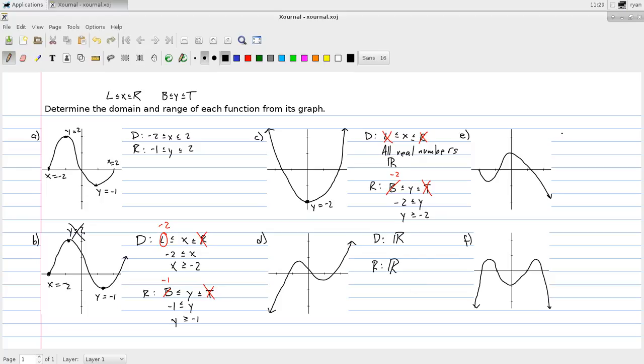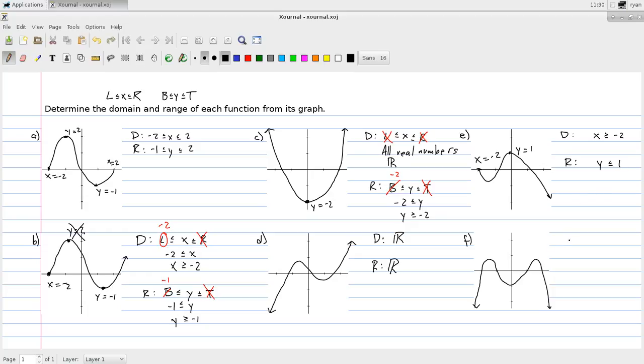On to part E. For the domain, we look at left and right again. So the left-hand most point anywhere on this graph is right here at x equals -2. And this arrow to the right says there is no right-hand most x value. So that says x is greater than or equal to -2. For the range, we look at the bottom and the top like before. There is no bottom y value because this arrow says the graph continues downward indefinitely. But there is a top y value up here at what looks like y equals 1. So the range is that y is less than or equal to 1.